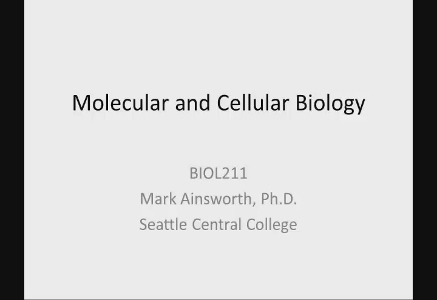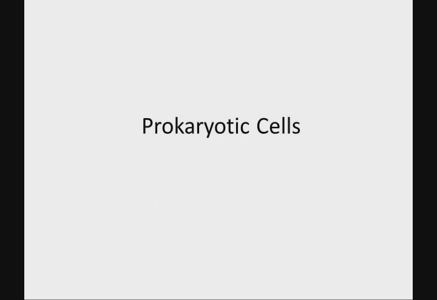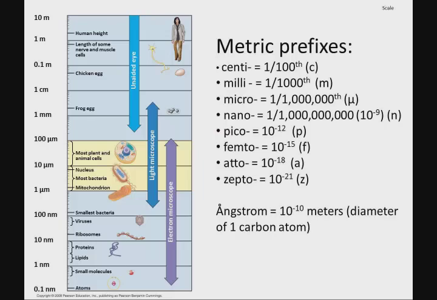So now we want to start to look at the two different major types of cells. The first type of cell is a prokaryotic cell, and this is by far much simpler than the eukaryotic cell. So we're going to spend a little bit of time on the prokaryotic cell and a lot of time on the eukaryotic cell.